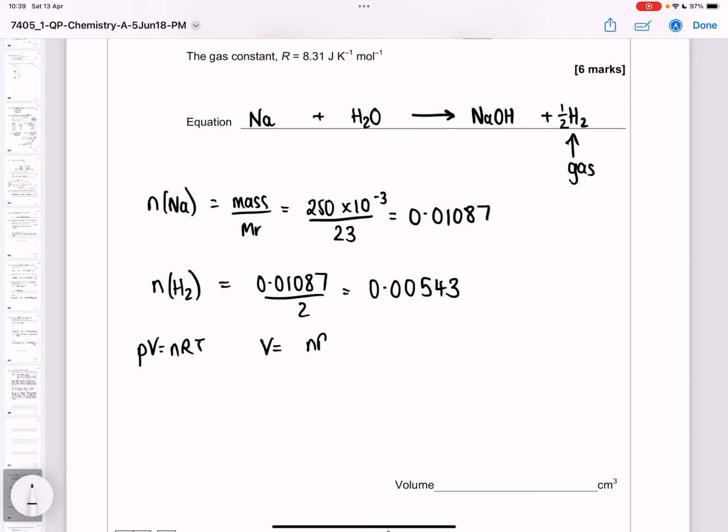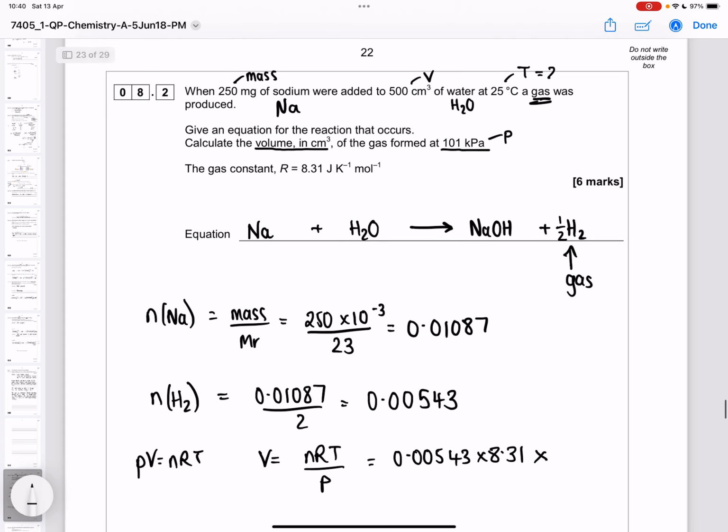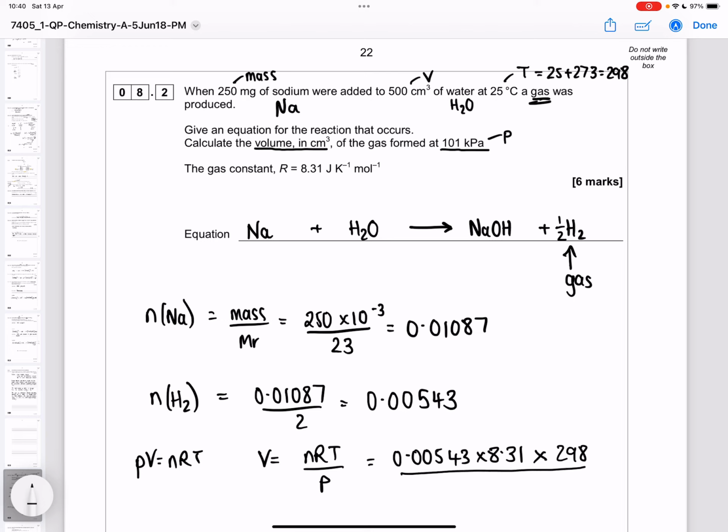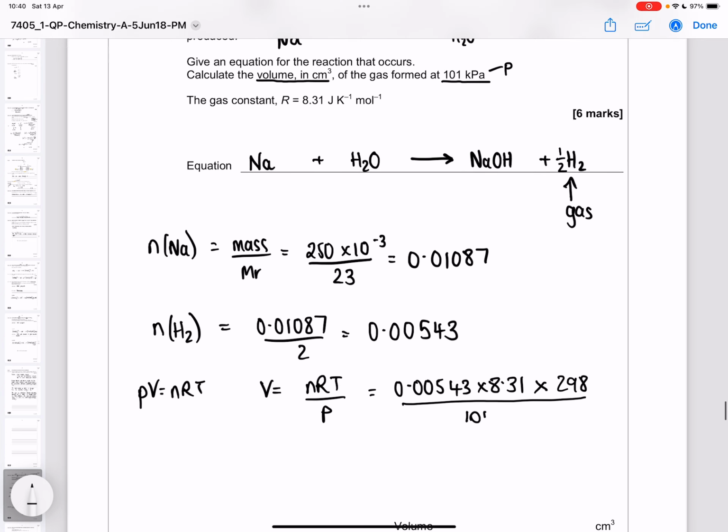So now that I know the moles of hydrogen, I can use PV equals nRT, which I can rearrange to say V equals nRT over P. So the moles of hydrogen are 0.00543. The gas constant is 8.31. The temperature was 25 degrees C, but I need to add 273 to that to get it into Kelvin, so 298 Kelvin. The pressure is 101 kilopascals, but I need that in pascals, so I'm going to times by 1,000.